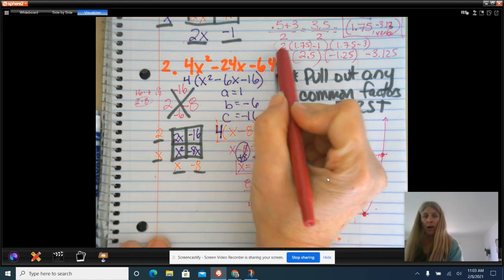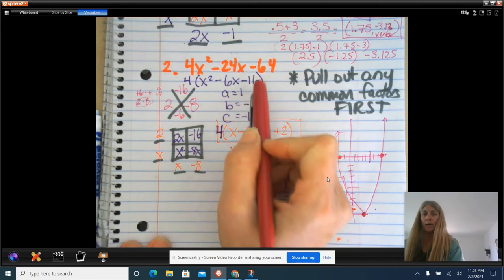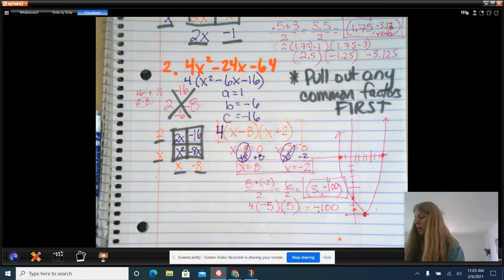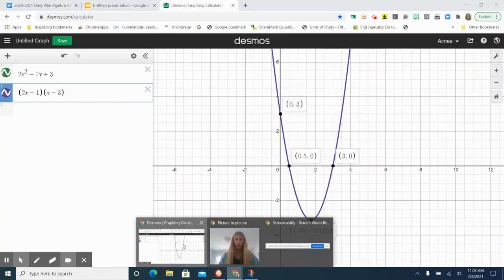And we need our original equation to find our y-intercept. Don't make the mistake of using this one because that is times 4. So that is negative 64 there for our y-intercept. Now we can go ahead and check all of that work on Desmos.